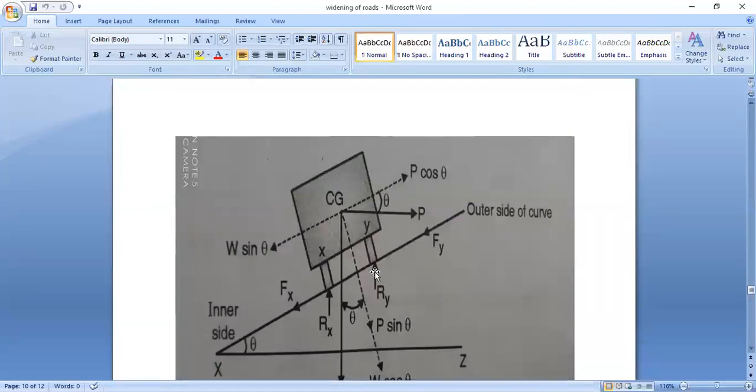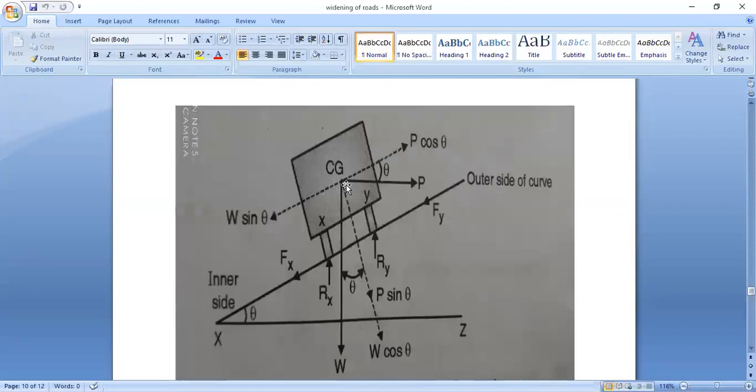Now see, Rx and Ry are the two normal reactions at the wheel at x and y. Then the centrifugal force makes an inclination theta and is resolved as P cos theta and P sin theta. Then W, the weight, is resolved as W sin theta and W cos theta. These are the resolutions of these forces. Hope you all know how to find the resolution of forces.